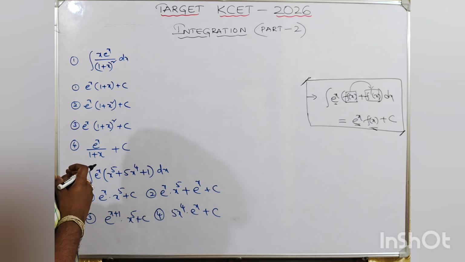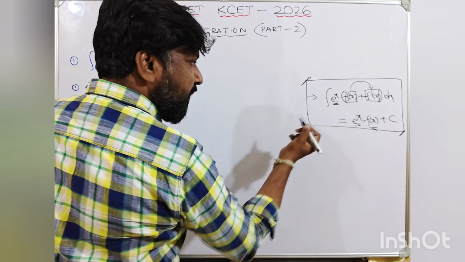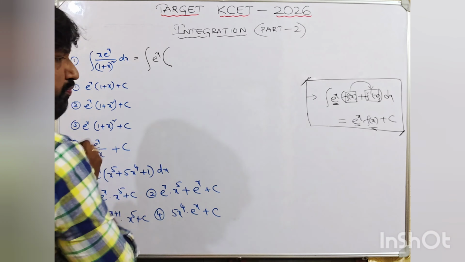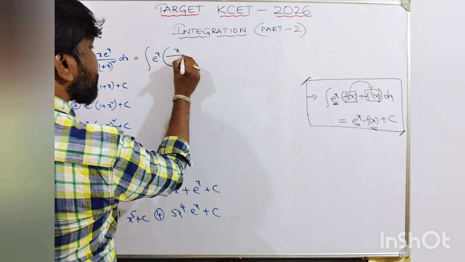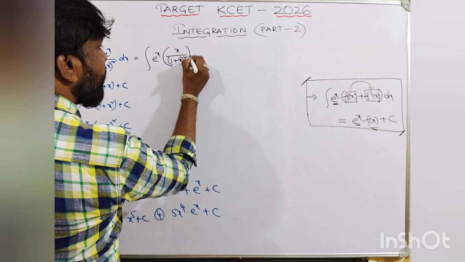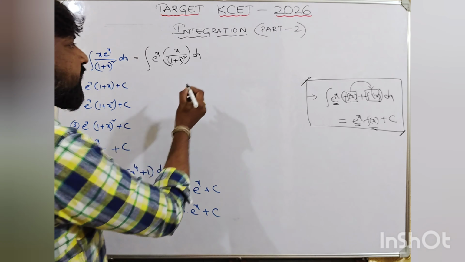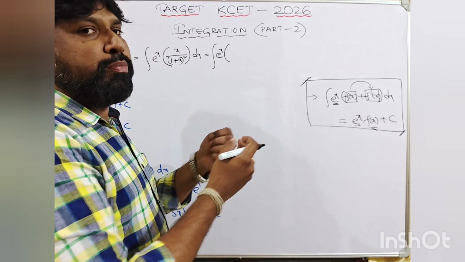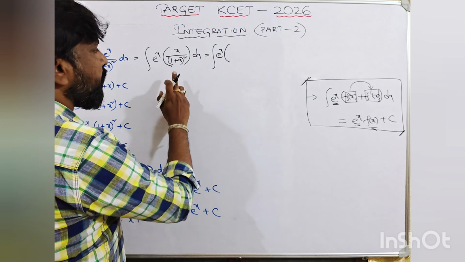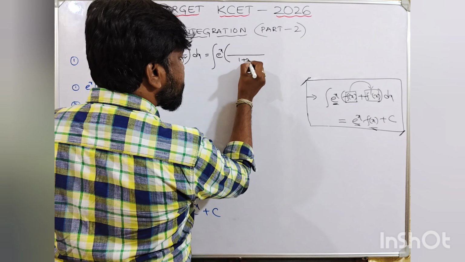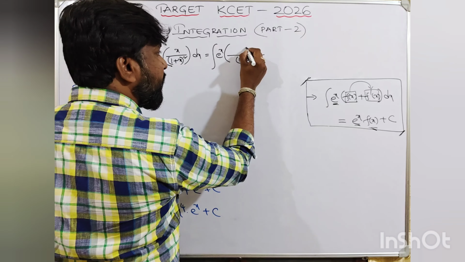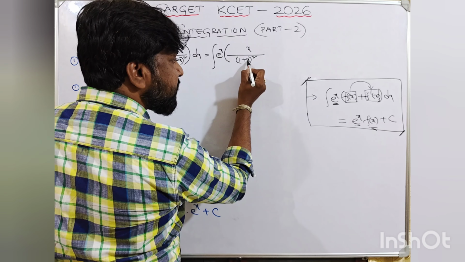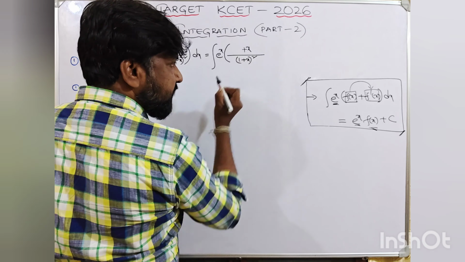If you want to convert into that approach, e power x should be at the start in the formula. So this can be expressed as integral e power x into x by 1 plus x whole square dx, with the rest of the part written like that. Let us try to convert this into our formula. In the denominator, 1 plus x whole square is there, and in the numerator x will be there. If you observe, x has no symbol before it, so that would be plus.